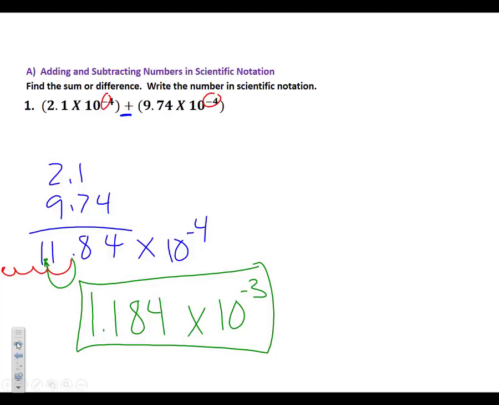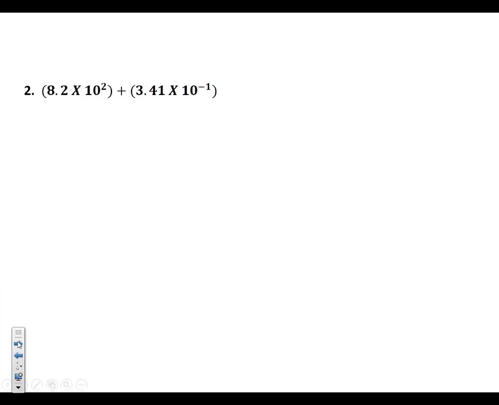All right, moving on. 8.2 times 10 squared plus 3.41 times 10 to the negative 1. And I'm going to do it twice because it doesn't make any difference which one you change into the power of the other, as long as you then at the final end make the number in scientific notation. So I'm going to start out by making them into the power of 2. So we're going to have 8.2 plus some number.